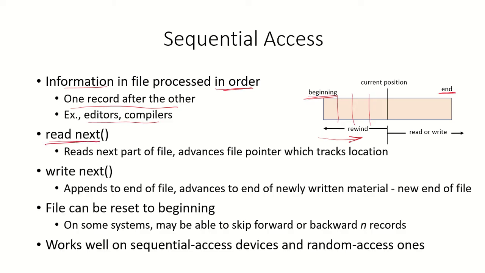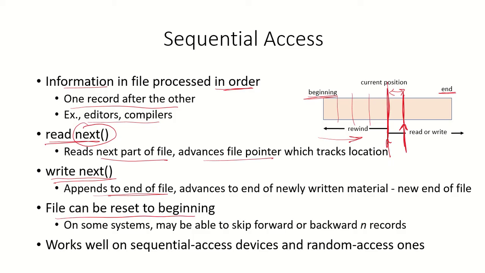If there is a call like read next, next is pointing to the next part of the file, that means the next block, and it will advance the file pointer which tracks the location to the next block. Similarly, write next is appending to the end of file. So if the current position is here, then the write will start from here and write a block over here, and the pointer will now update to the next write wherever it ends. Similarly, the read pointer will also update accordingly.